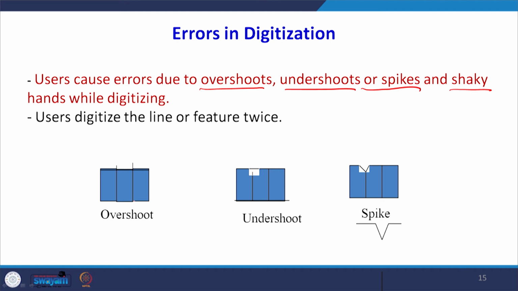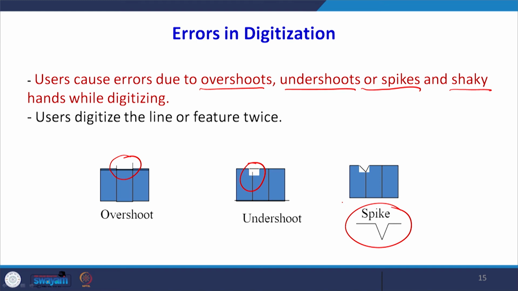So this is the example of the overshoots. The lines are exceeding when they are intersecting another line, while they should have stopped at that location only. Undershoot is when the line has not joined the other line, so it is stopping just before that. And this is the spike. It was a straight line, but suddenly there was a jerk in your hand and you got the spike. So this is not the true shape. These are all the errors, or maybe you have digitized a line twice by mistake. Then also you are going to get some error in the data sets.